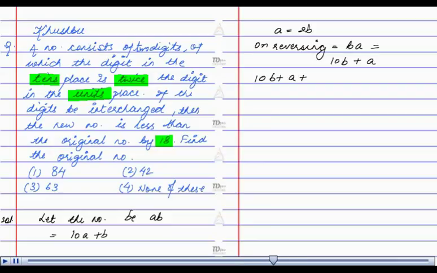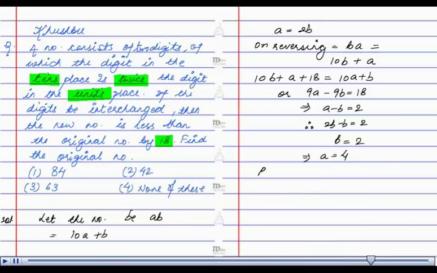10B plus A plus 18 is equal to 10A plus B, or 9A minus 9B is equal to 18, which gives A minus B is equal to 2. Therefore, we have 2B minus B is equal to 2, or B is equal to 2. This implies that A is 4, and hence the required number is 42, and so the correct answer is option number 2.